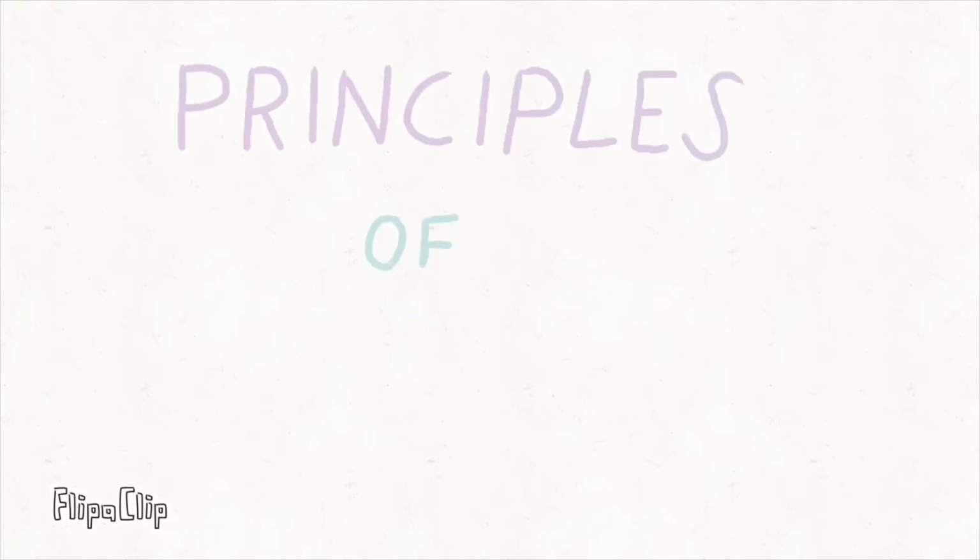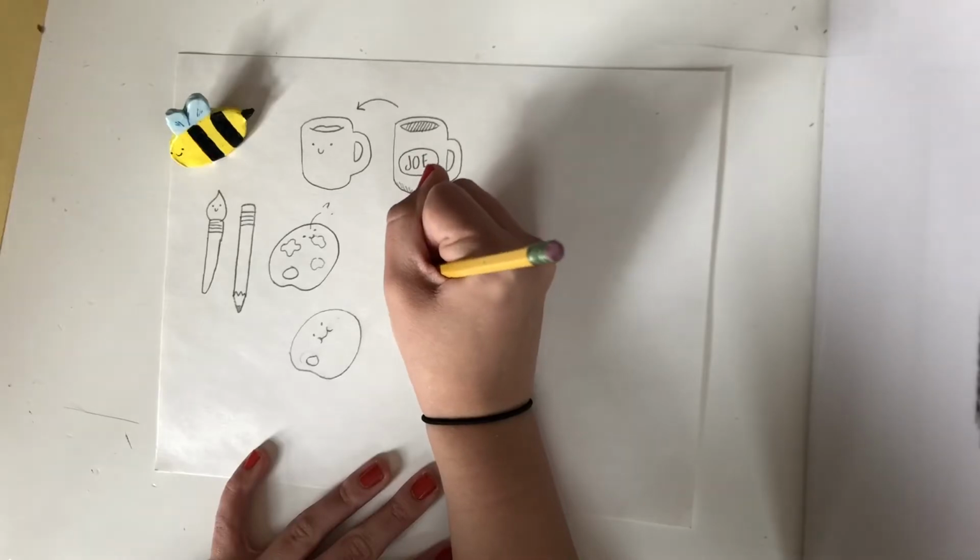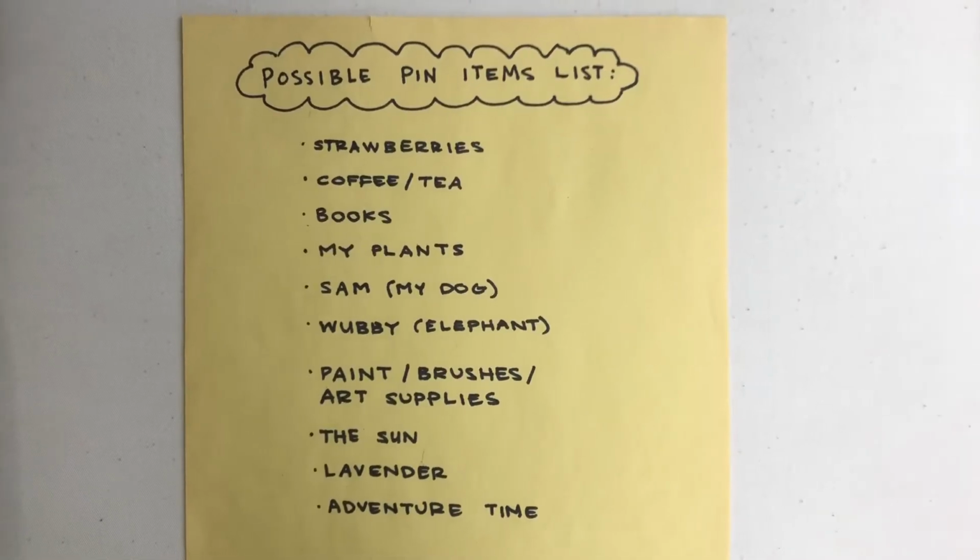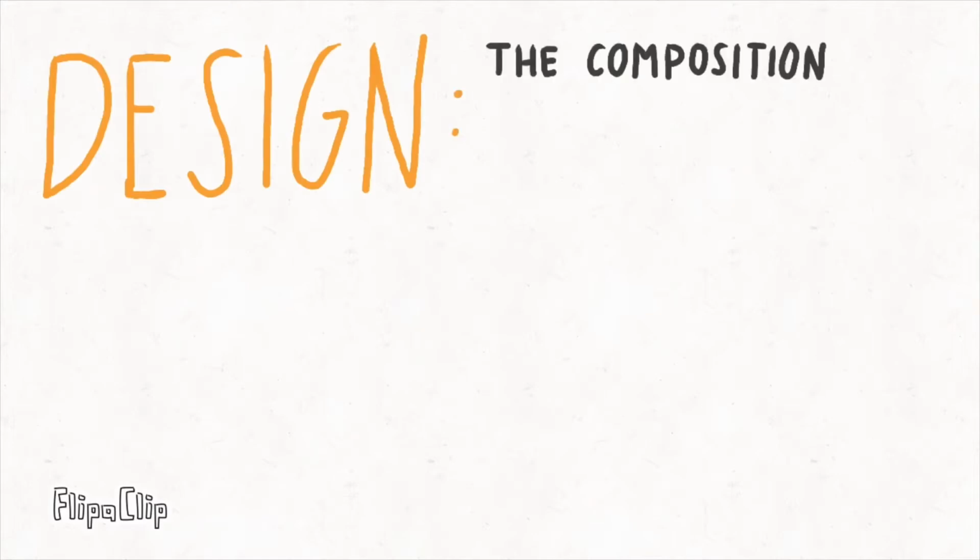Before we jump into any next steps, I'm going to be teaching you guys about the principles of design. This will help you with drawing your items and will also help you narrow down your list if you haven't come to a complete final list yet. Design is defined as the composition of an artwork.